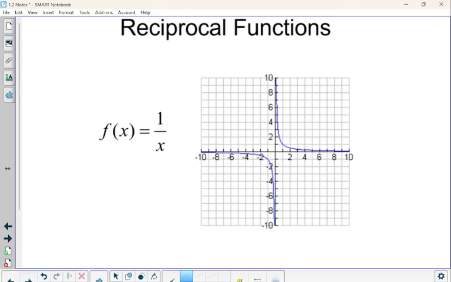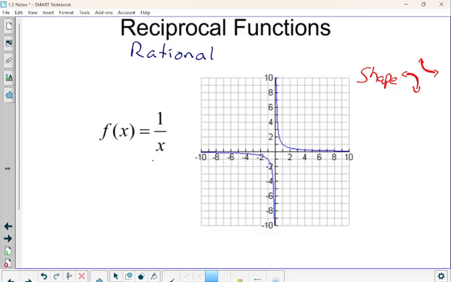Reciprocal function. Sometimes this is called the rational function. Rational just means fraction. It's 1 over x. Okay? So what are the important parts of this graph? Well, obviously the shape. It has a weird U shape in the top right and in the bottom left. These things have arrows on them.